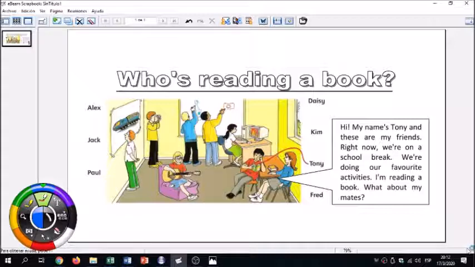Five. Do you know Fred? I don't know. Where is he? He's looking at the picture on the wall. Oh, yes! I can see him. Does he like trains? Yes. He's got lots of toy trains at home.